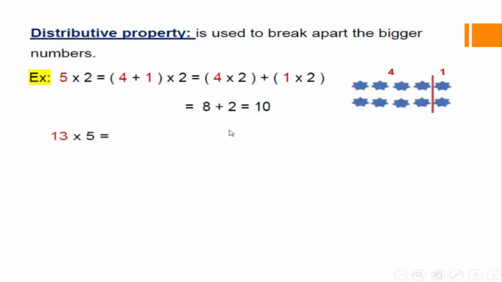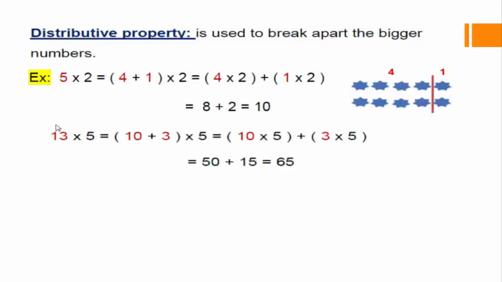Another example. 13 times 5. We break the biggest number, 13. We can break it into 8 plus 5. We can break it into 10 plus 3 and so on. So I'll choose to break 13 into 10 plus 3, times 5, okay? Distribute the multiplication. So 10 times 5 inside the bracket plus 3 times 5 inside the bracket. So 50 plus 15 equals 65.